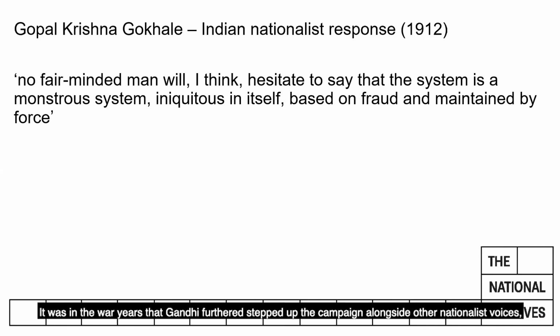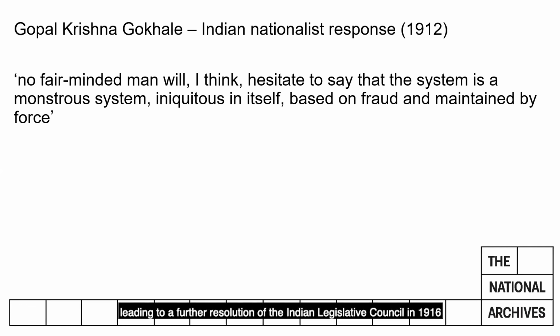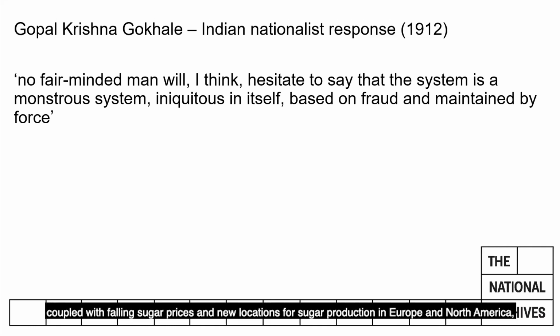It was in the war years that Gandhi further stepped up the campaign alongside other nationalist voices, which grew into an anti-indenture movement, leading to a further resolution of the Indian Legislative Council in 1916 that finally paved the way for the end of indenture. No longer as reliant on imported Indian labor, coupled with falling sugar prices and new locations for sugar production in Europe and North America, the end of indenture came at a time when the whole plantation system was also changing.